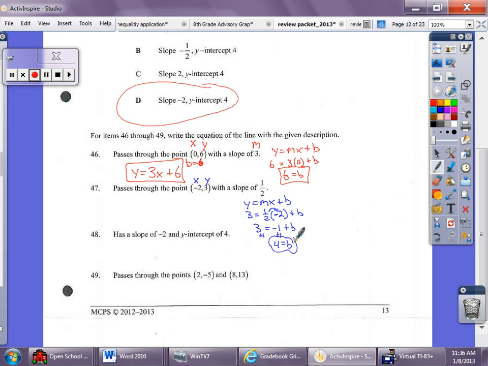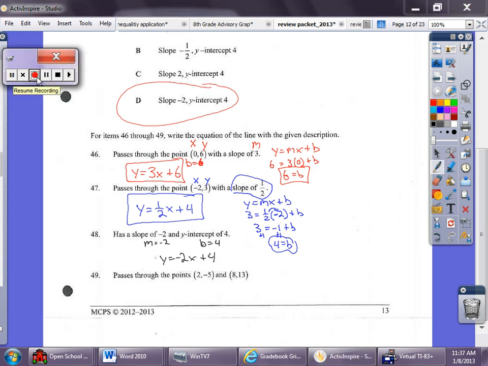Now we have our value for b, so we can easily write our equation. Y equals the slope, which is 1/2, so 1/2 x plus 4, since that is our y-intercept. When we look at number 48, it has a slope of negative 2 and a y-intercept of 4. Simply, it tells us our slope, so it says m equals negative 2, b equals 4, y equals negative 2x plus 4.